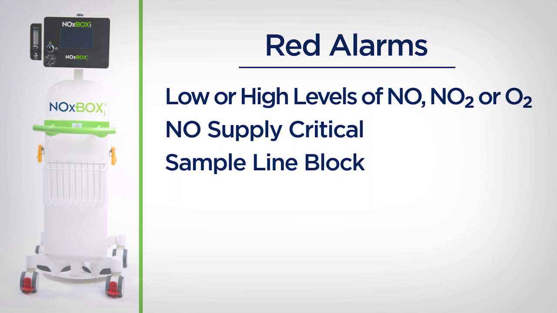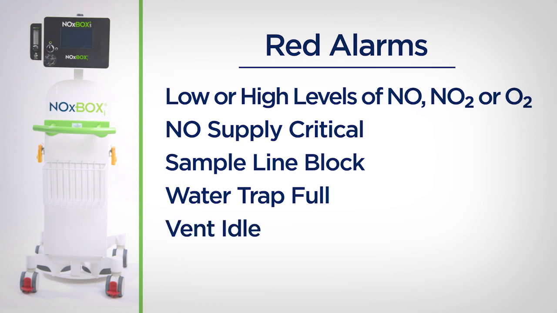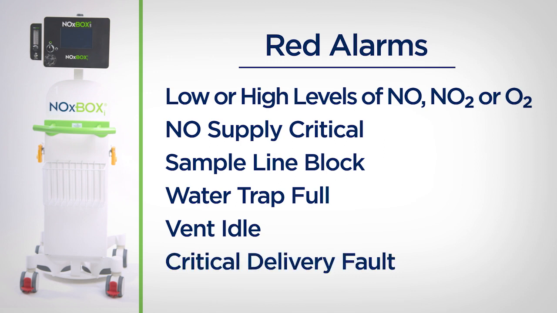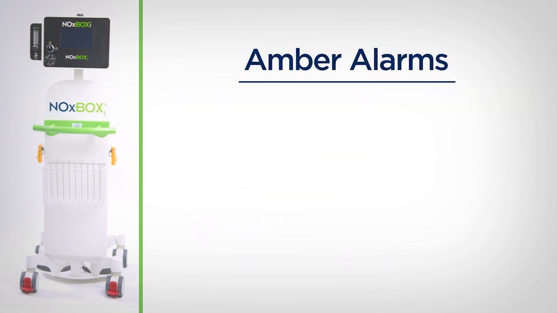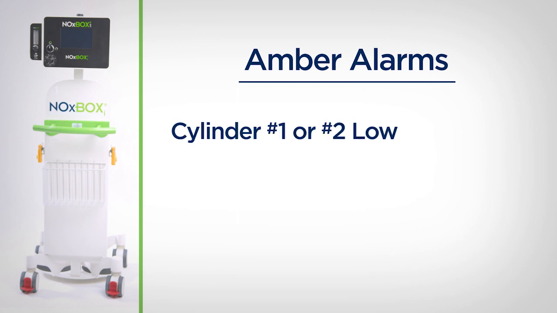Sample line block, when the sampling circuit has an occlusion. Water trap full, when the water trap has excess moisture and requires emptying. Vent idle, when the NOx flow cannot detect the flow of ventilator gases. And critical delivery fault, when the NOxBOXi system cannot deliver the desired concentration of NOx event nitric oxide gas in the intelligent mode.